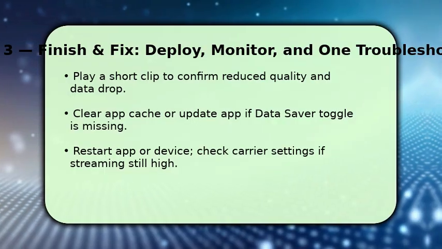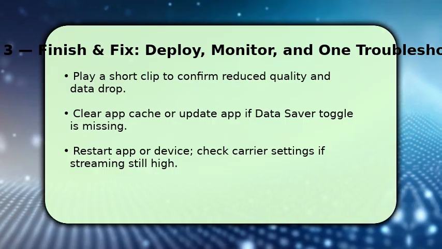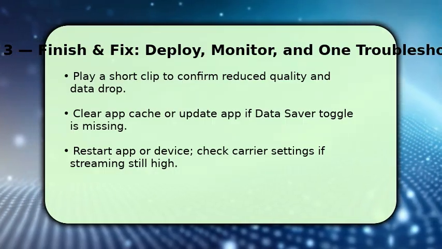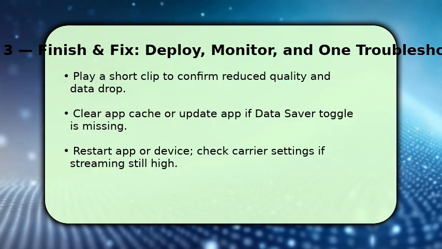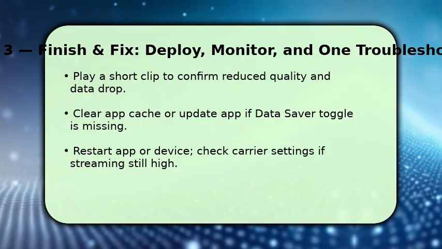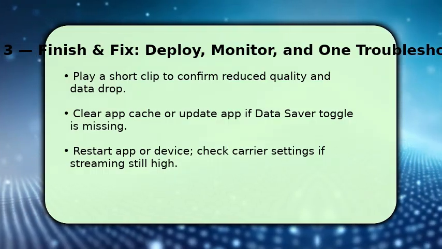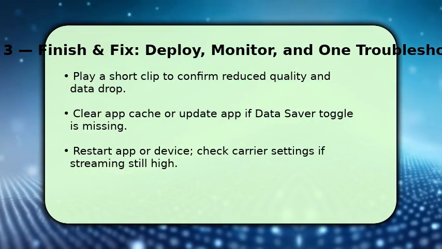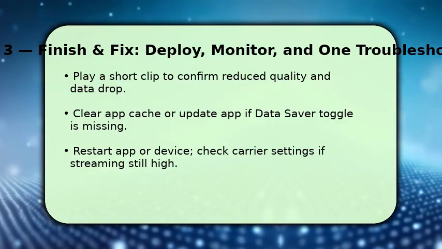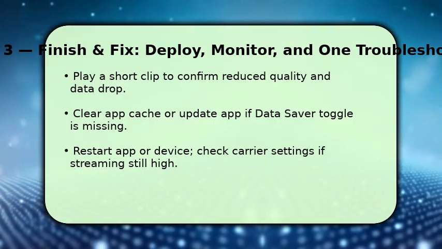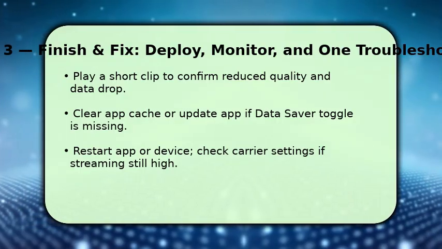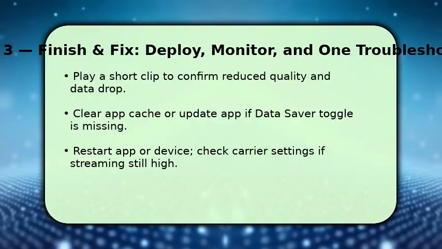If you don't see the data saver toggle, clear the app cache, update Hotstar, or reinstall. Sometimes older versions hide features. If playback remains high, restart the app or device and make sure carrier or VPN settings aren't forcing higher bitrates. One troubleshooting tip: check that background data restrictions aren't disabled. If they are, enable them to enforce the saver.